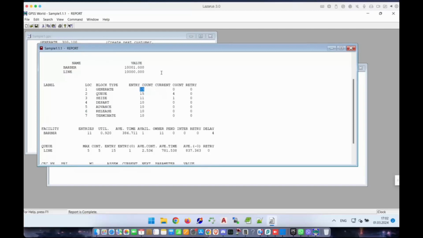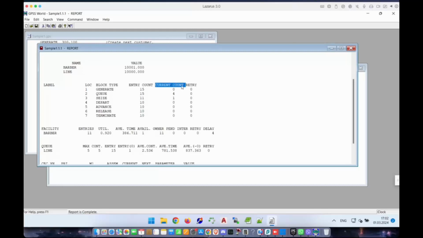So generate 15. That means that 15 transacts were generated. So 15 customers appeared in this system, in this simulation. Then 11 means that only 11 customers were asked, or were invited by the barber, to receive the service. 10 left the waiting line. 10 were waiting until the service was done. 10 customers left the barber, and 10 customers went out from the system.